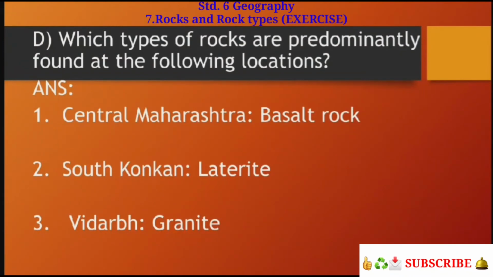Now, question D. Which types of rocks are predominantly found at the following locations? The answer is, 1. Central Maharashtra. In central Maharashtra, we do find basalt rock. Second, South Konkan. In South Konkan, mainly we find laterite rock. Third, Vidarbha. In Vidarbha, we find granite.